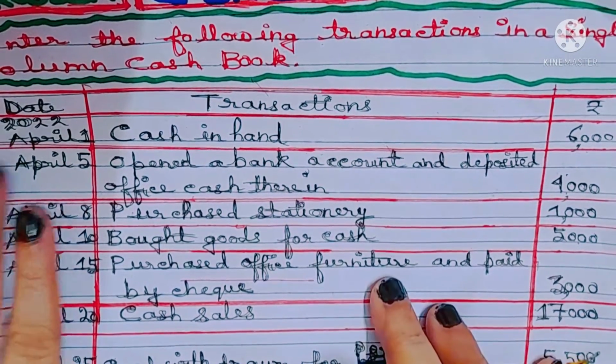I will explain why it does not. See, what is the journal entry? Furniture account debit.